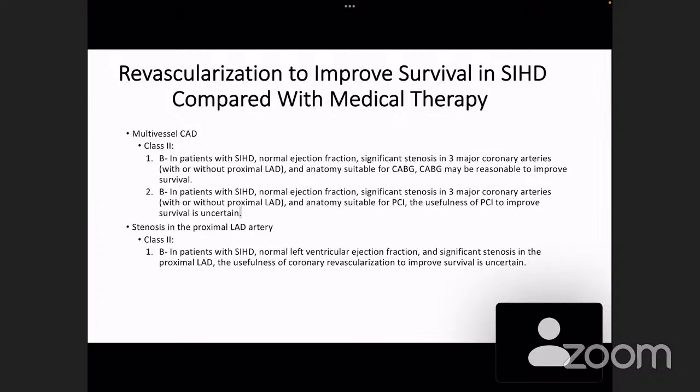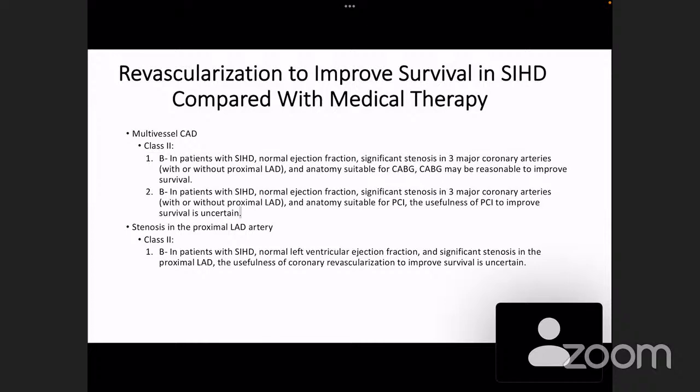Class 2B, also the same patients, and anatomy is suitable for PCI. The usefulness of PCI to improve the survival is uncertain.